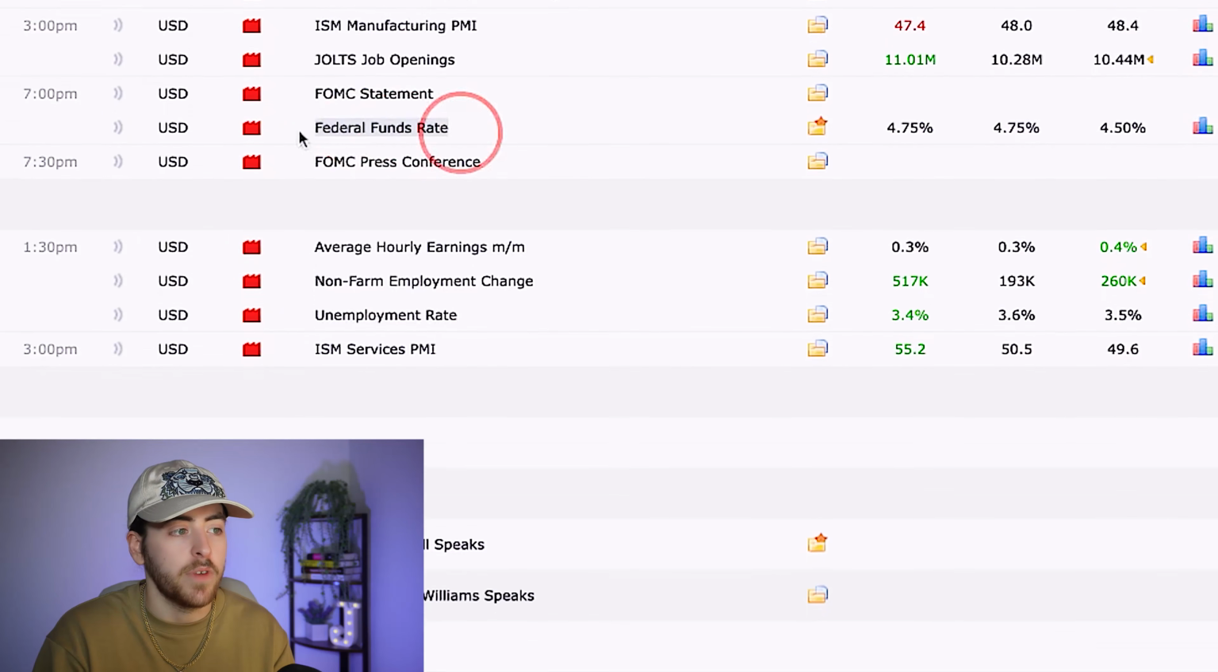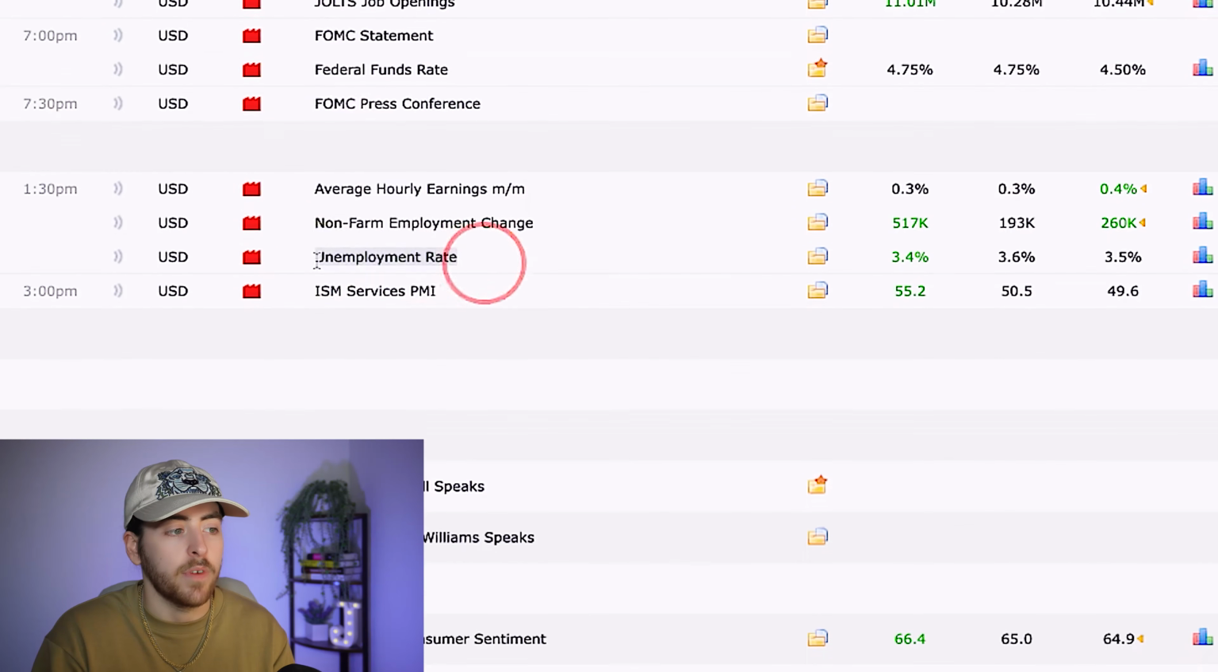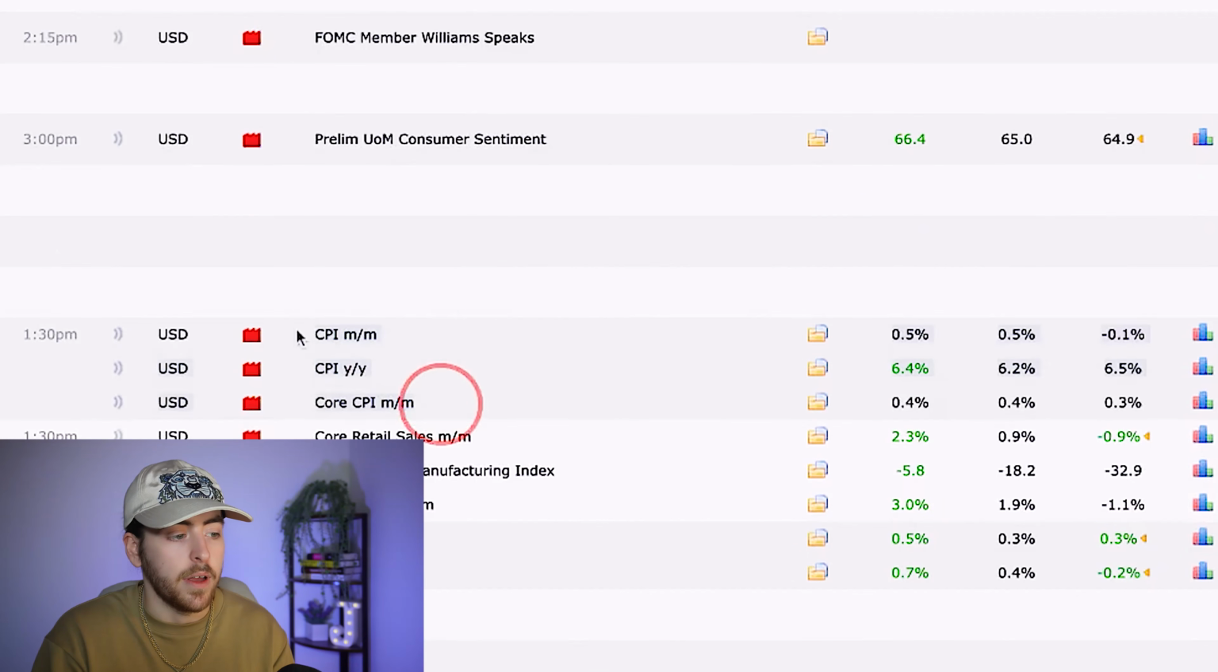So if we're focusing on the US dollar, which is the major currency, there are 3 key data points you need to focus on for simple fundamental analysis. Those are going to be the federal funds rate, the unemployment rate, and also CPI. The federal funds rate is the interest rate of the Federal Reserve, the unemployment rate is quite self-explanatory, and the CPI is the consumer price index. And what this does is show us the cost of a basket of goods overall. So this is basically our inflation rate.